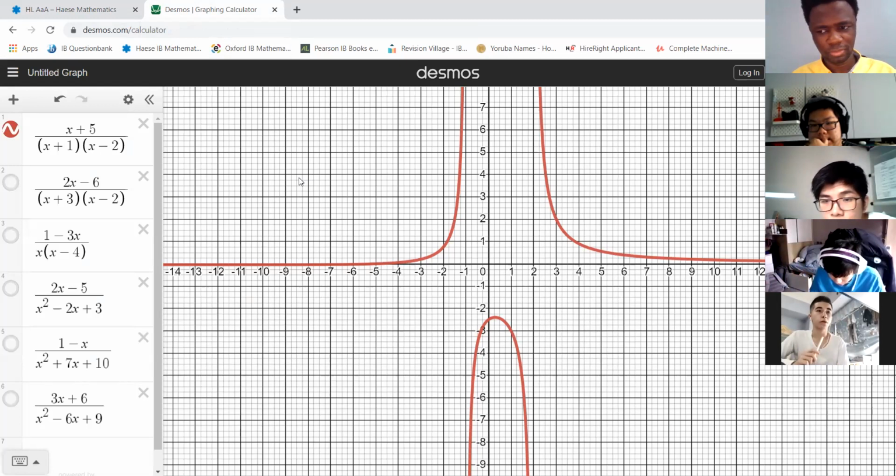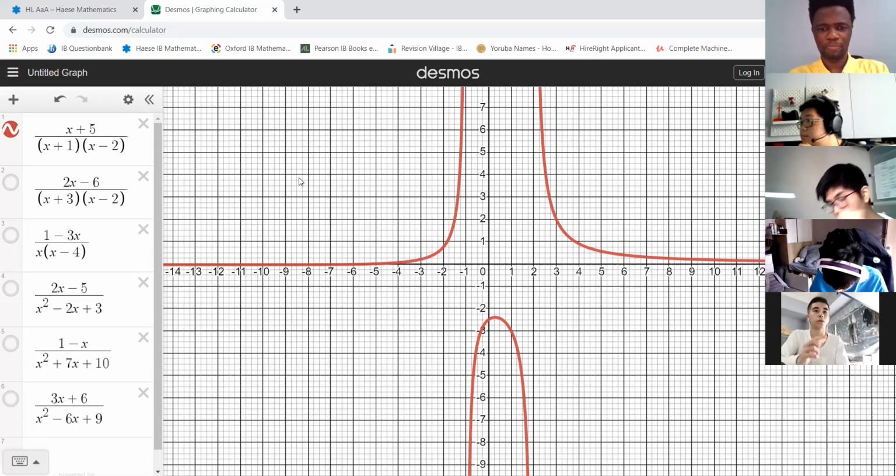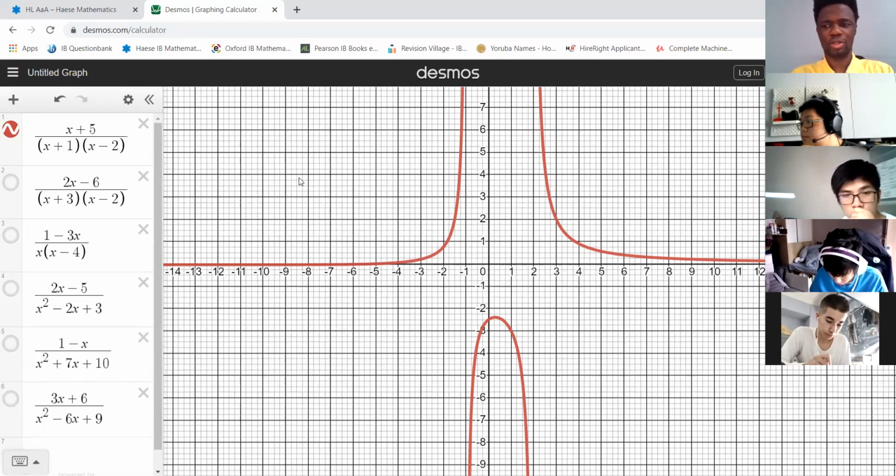Oh wait, horizontal asymptote is something I'm having trouble with. Can I say the vertical asymptote first? Yes, of course, anyone. The vertical asymptotes are just x equals -1 and x equals 2. There are two of them. Good, -1 and 2. Very good. x equals -1, x equals 2. Wonderful.